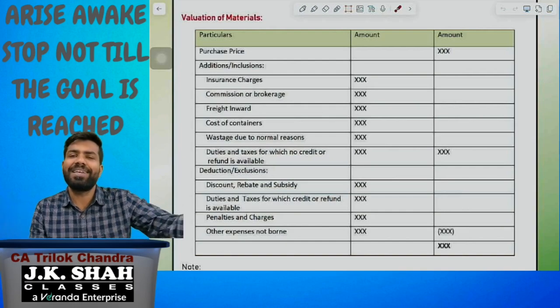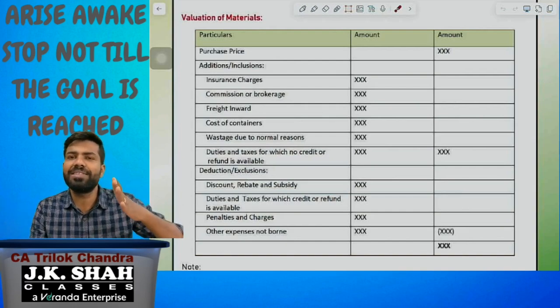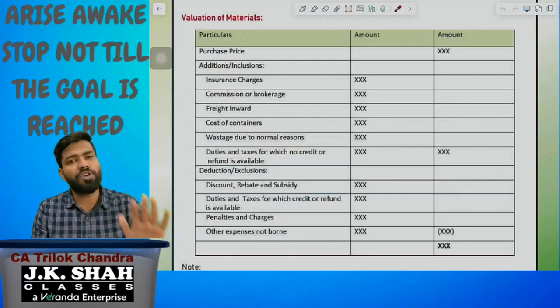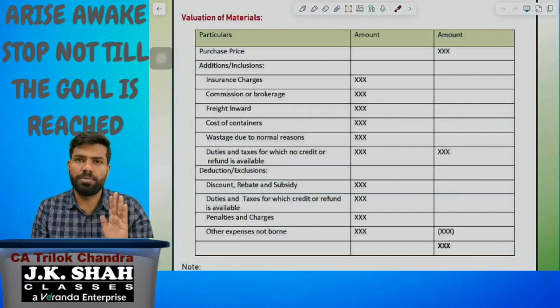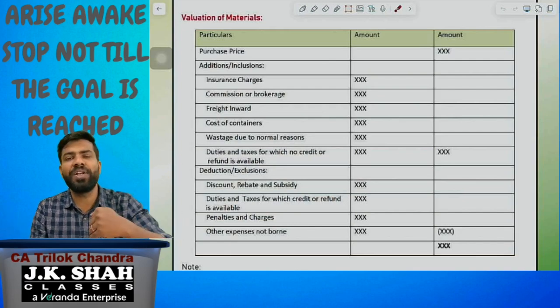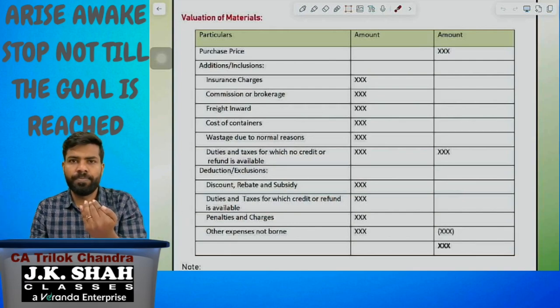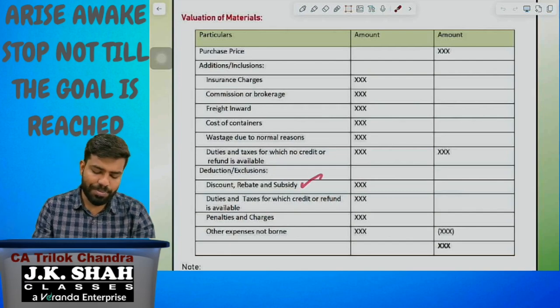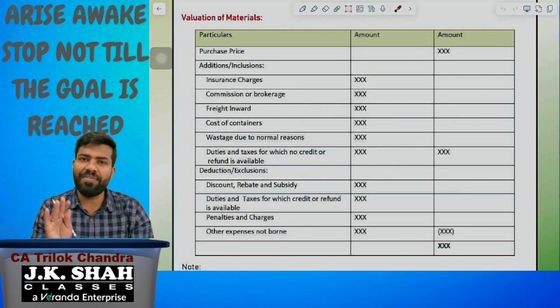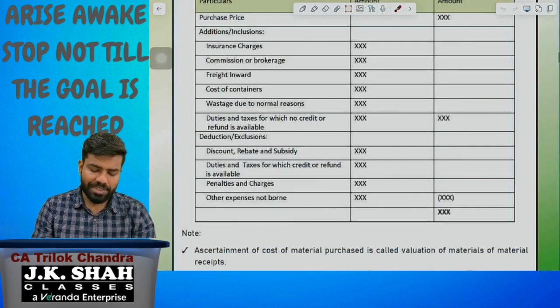No credit means no input tax credit. When we pay the tax and no input tax credit is allowed, we are going to consider it as a cost. If the input tax credit is available, we are not going to consider it as a cost because we are paying and getting the benefit through ITC. So these are the cost elements that need to be added. The items to be reduced are discounts, rebates, subsidies, and duties and taxes for which credit is available.